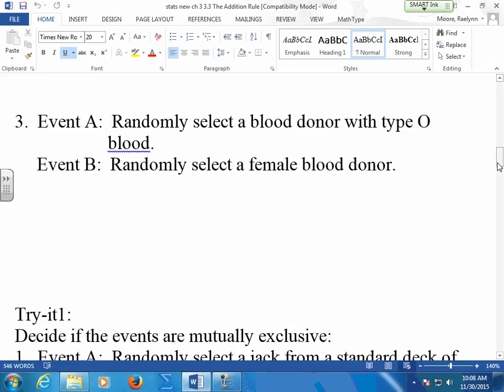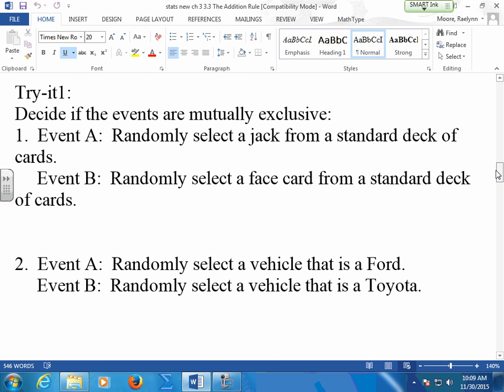Randomly selecting a blood donor with type O blood and randomly selecting a female blood donor. Mutually exclusive? No, they can happen at the same time, right? Be careful the way you answer that. Mutually exclusive means they cannot happen at the same time. Exclusive, they exclude each other. Think of it that way. So think about this one for a second.